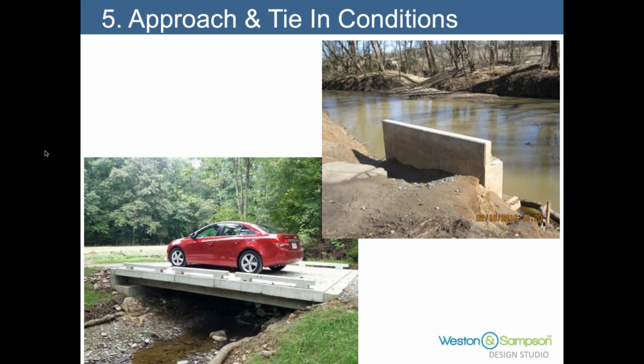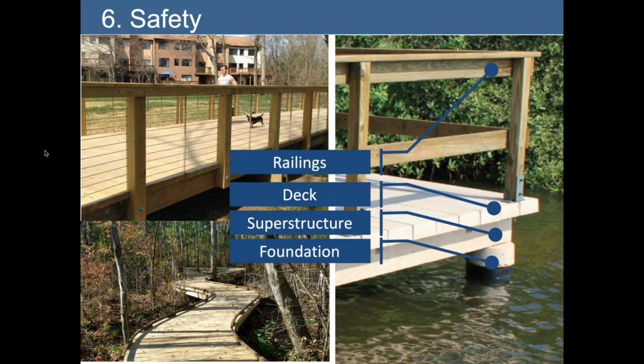So again, it's important to understand, are you dealing with a soft approach or a hard approach? How does that impact your decision on what the abutment should look like? The next design consideration is definitely safety. Of course, you have to take into account the safety of the user. And as a professional engineer, that's my number one responsibility, to keep the safety of the public and of the users of our system. So you have to be thinking about things like railing and decking and superstructure and the foundation.